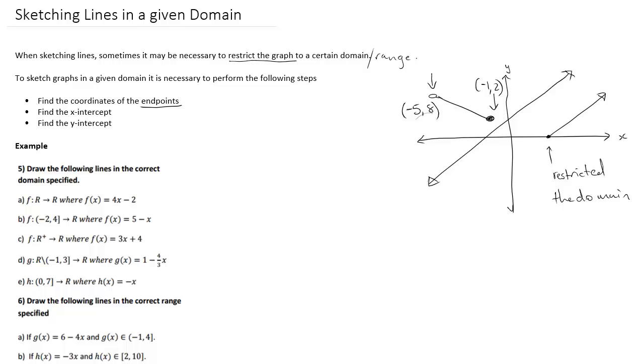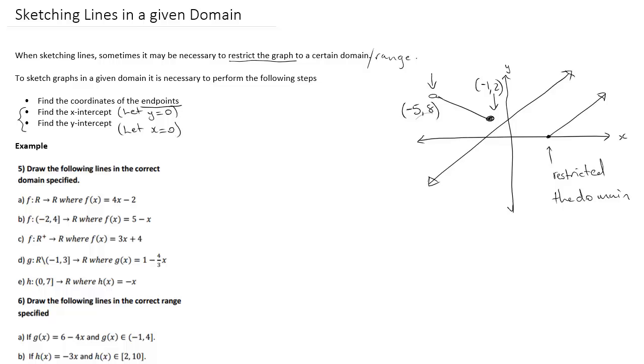And of course, just like before, these steps should be familiar to you. Finding the x-intercept, finding the y-intercept. So finding the x-intercept by letting y equal 0, and then finding the y-intercept by letting x equal 0. So we've got our three steps here.